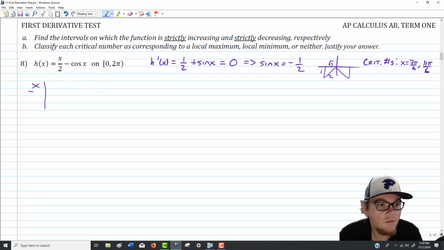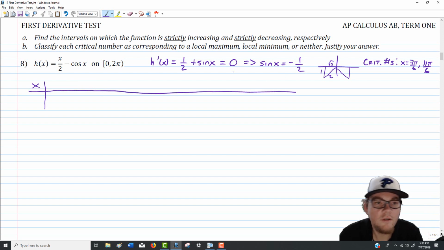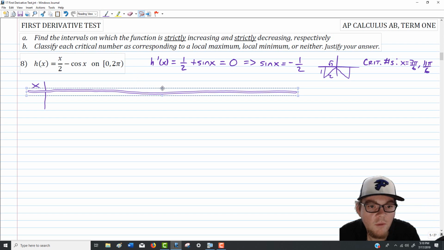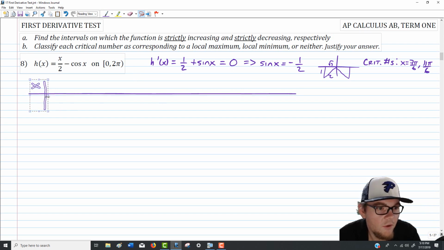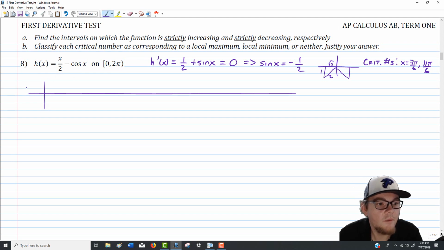So here we go. I'm going to set up a table, or a sign chart, excuse me. Having to change my terminology. I used to call this like an interval table or something. I think that's what it was called when I was in high school, and it changed a little while ago, so I'm going to be as accurate as possible.